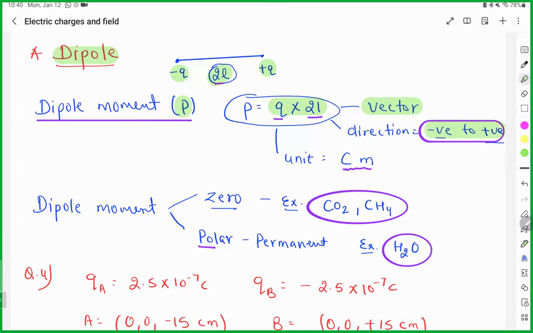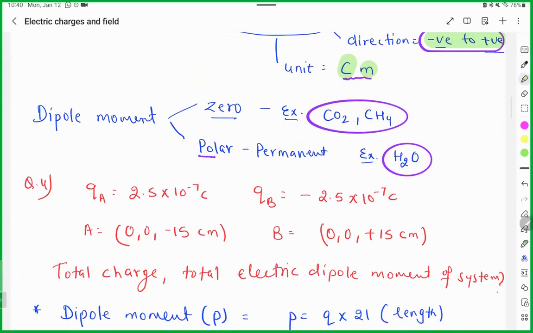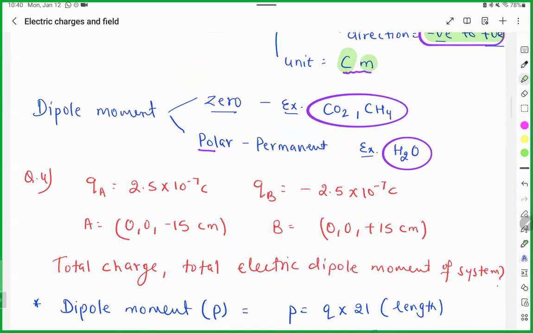Direction is negative to positive, opposite to electric field. Electric field was positive to negative, and this is negative to positive, opposite. And unit, you know, charge is coulomb and length is meter, so coulomb meter. And remember, this is not centimeter. Dipole moment will be zero for a non-polar molecule.